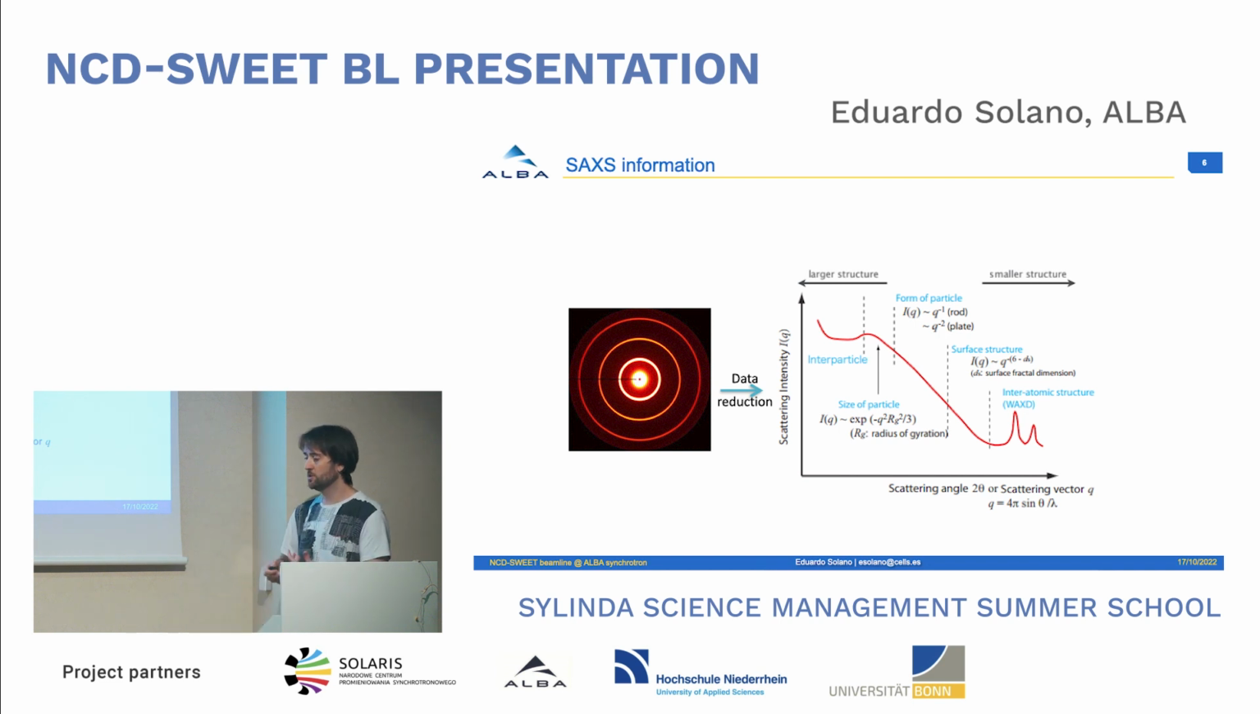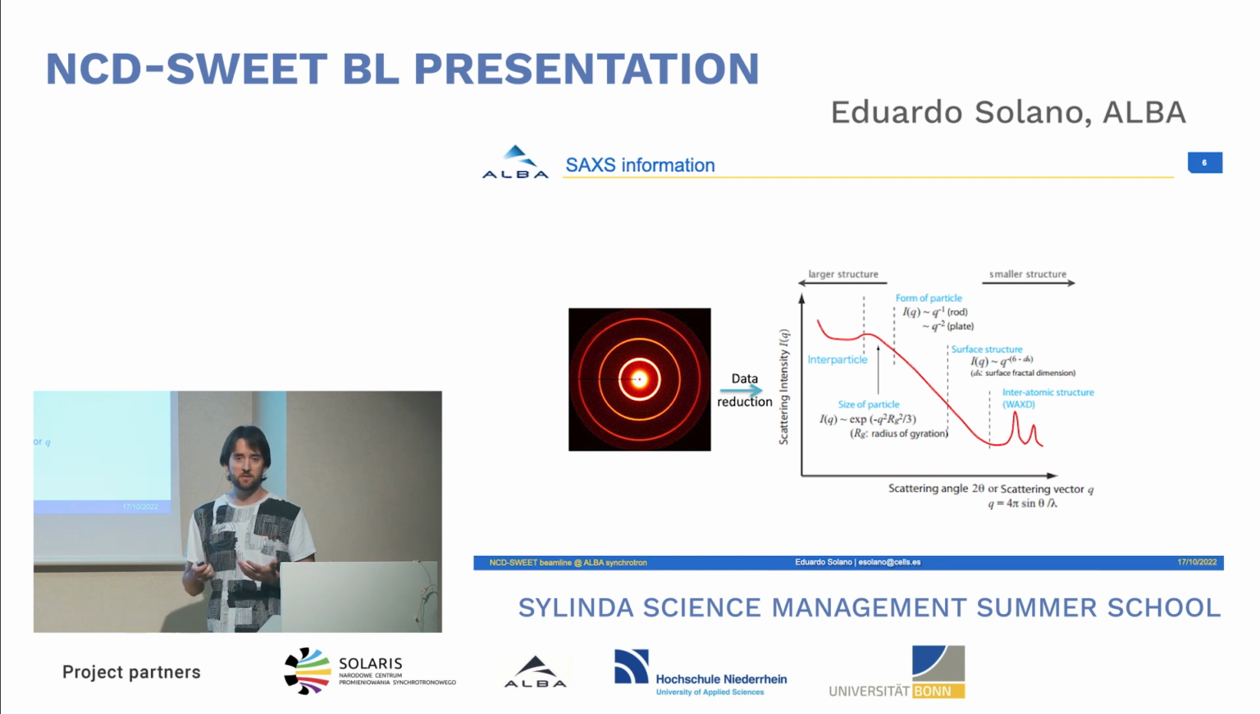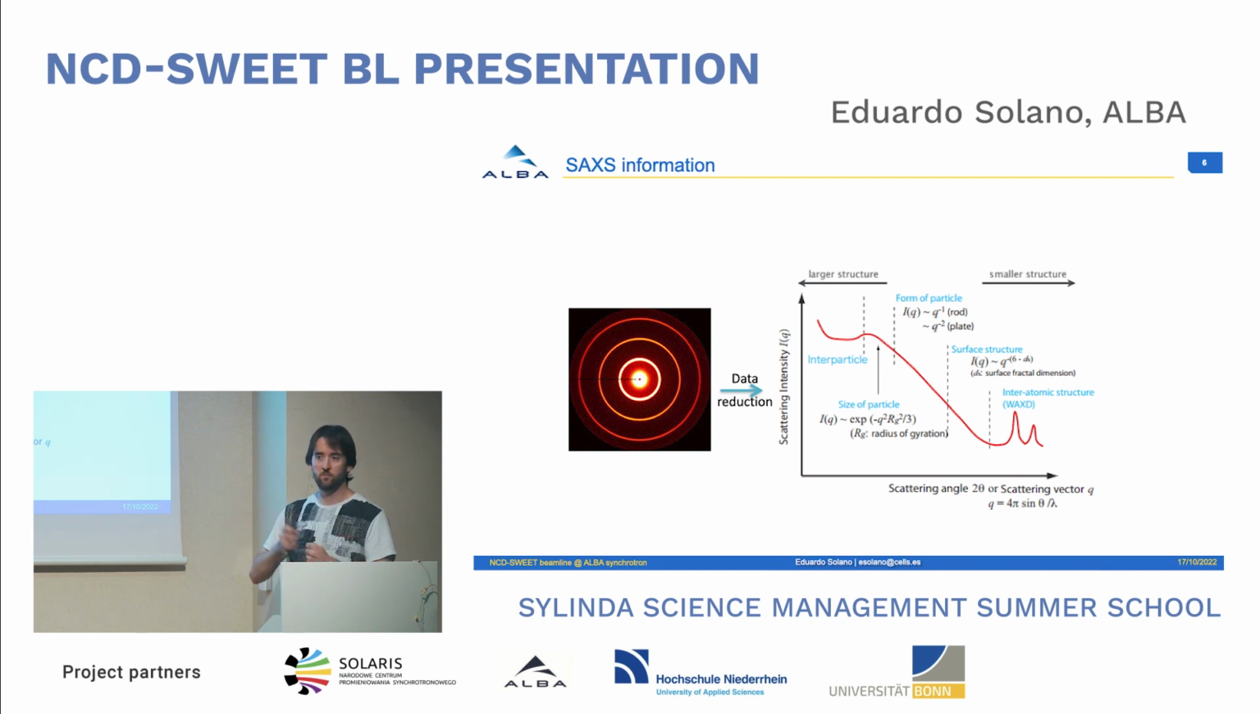We can obtain information about larger things, between 1 and 300 nanometers for SAXS. In our beamline, of course, there are beamlines that work with ultra SAXS, so they can go to micron size. But in our case, it's between 1 and 300 nanometers because, as you will see later this afternoon, we can go from a sample-detector distance of around 2 meters to 7 meters.